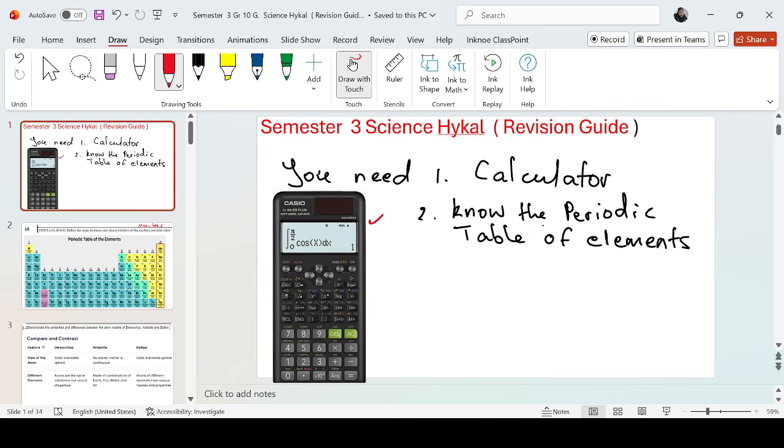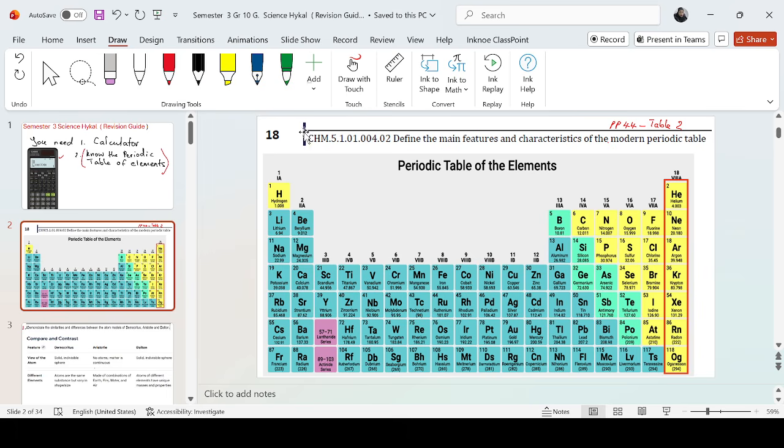There's the calculator. You must know the periodic table of elements. This exam is based primarily on the periodic table of elements. Let's go straight away to the questions. I've ordered the questions according to the curriculum. So question 18, define the main features of the modern periodic table.